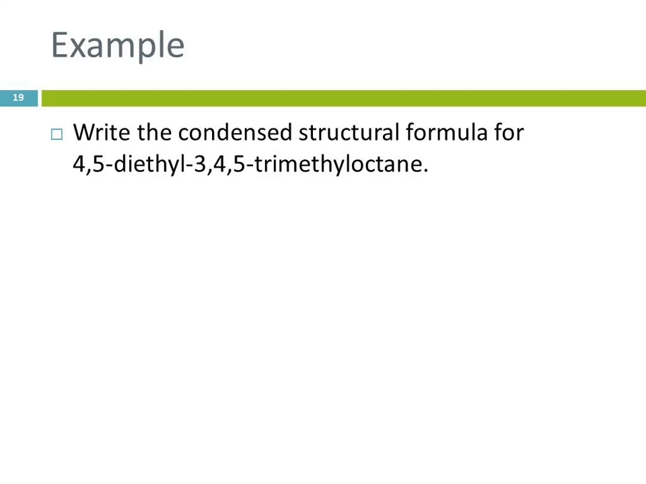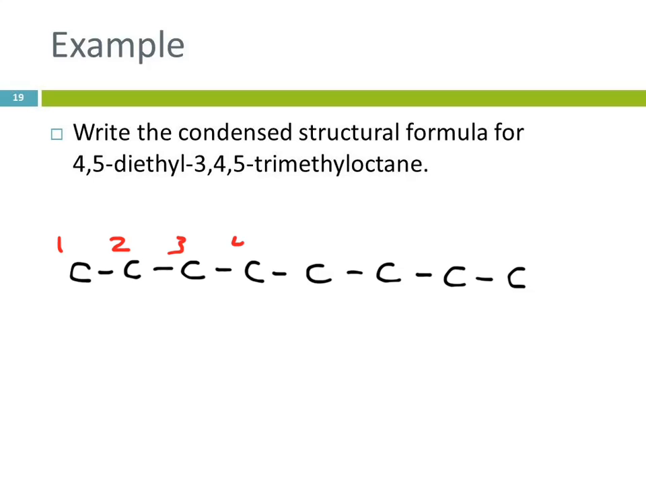Okay, so what we're going to do is first look at the end of the name, octane. How many carbons? 8. So I'll make a string of 8 carbons. 1, 2, 3, 4, 5, 6, 7, 8. I told you there's a lot of counting. And I'm going to number that. 1, 2. After you have a little practice at this, you might not actually have to put the numbers on there, but for now, just go ahead and do the numbers.